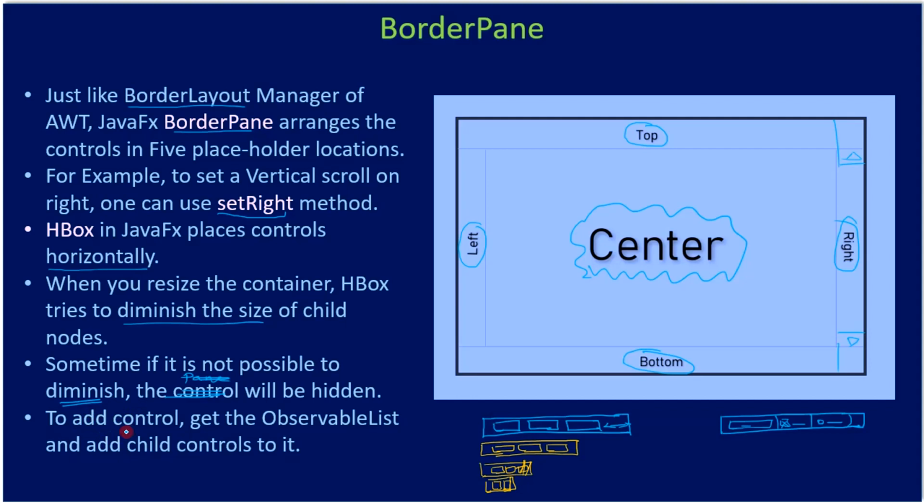To add a control, get the observable list, just like what we did with the flow pane. You can get the observable list by making a call to getChildren on the HBox. You will get an observable list, then add the controls to the observable list one by one.